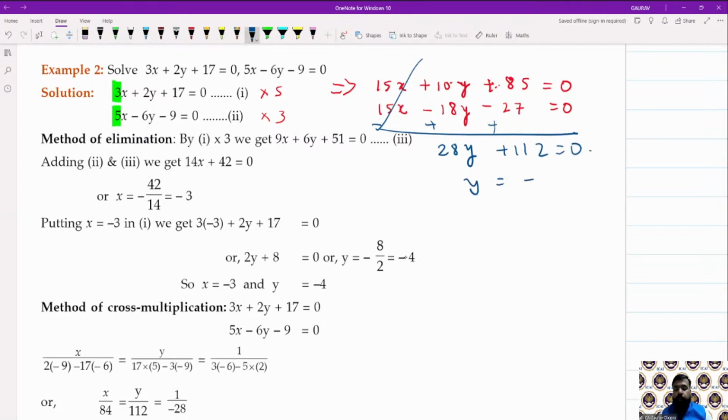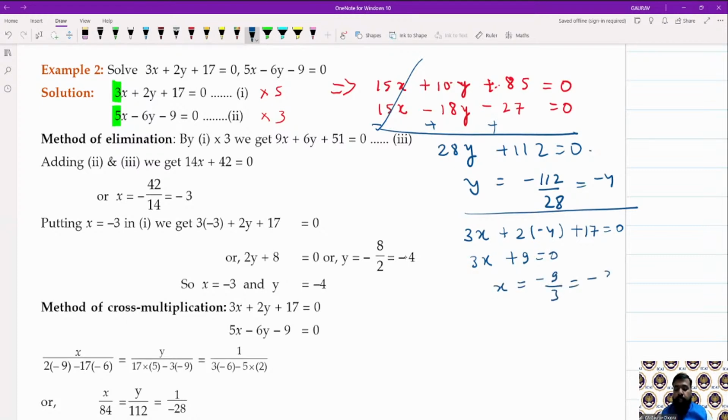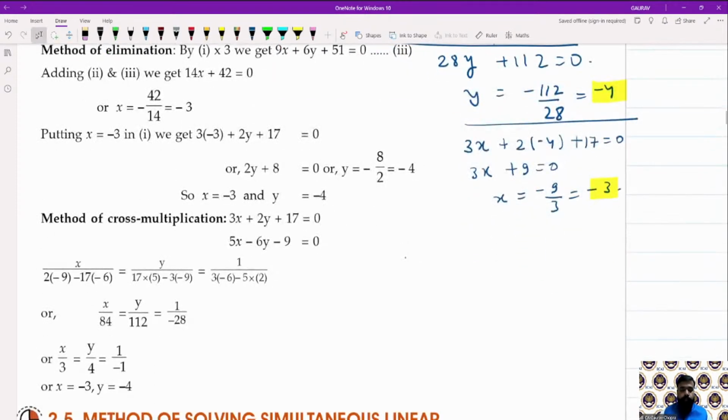So what is the value of y? Minus 112 upon 28. So minus 4. So y is equal to minus 4. Now we can substitute the value of y and calculate the value of x. So 3x plus 2 into minus 4 plus 17 is equal to 0. So 3x plus 9 is equal to 0. Therefore, x is equal to minus 3. The value of x is minus 3. All right. So this was example number 2.